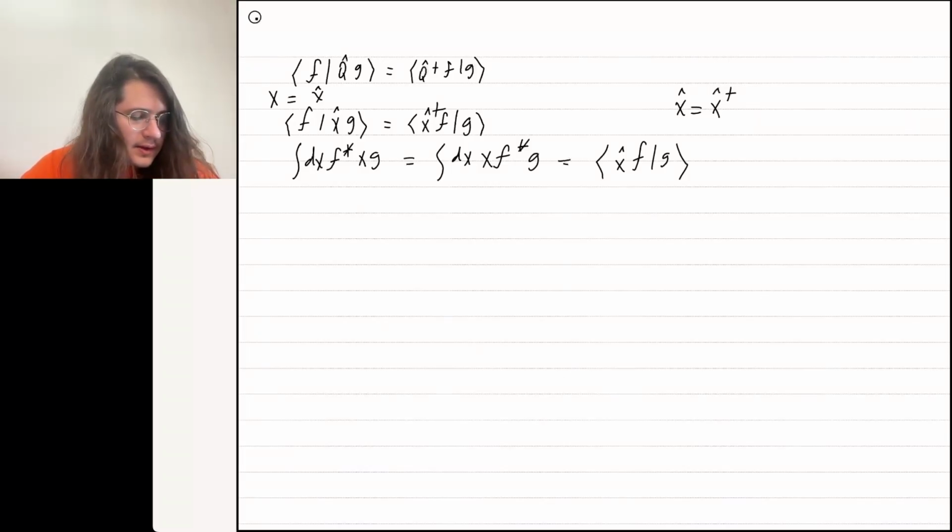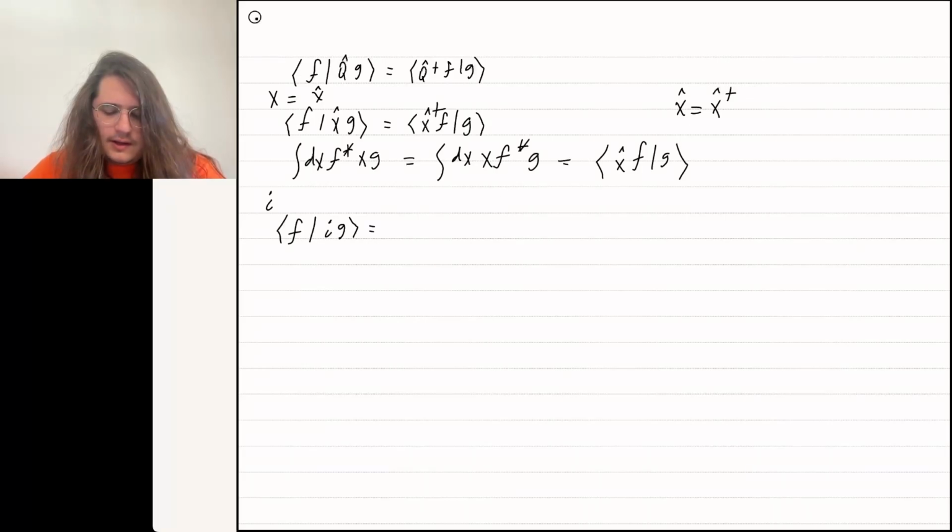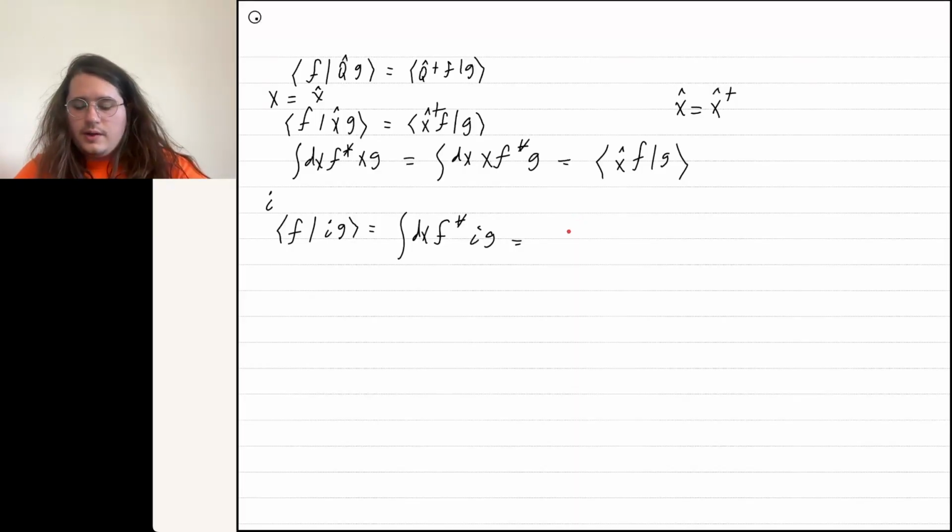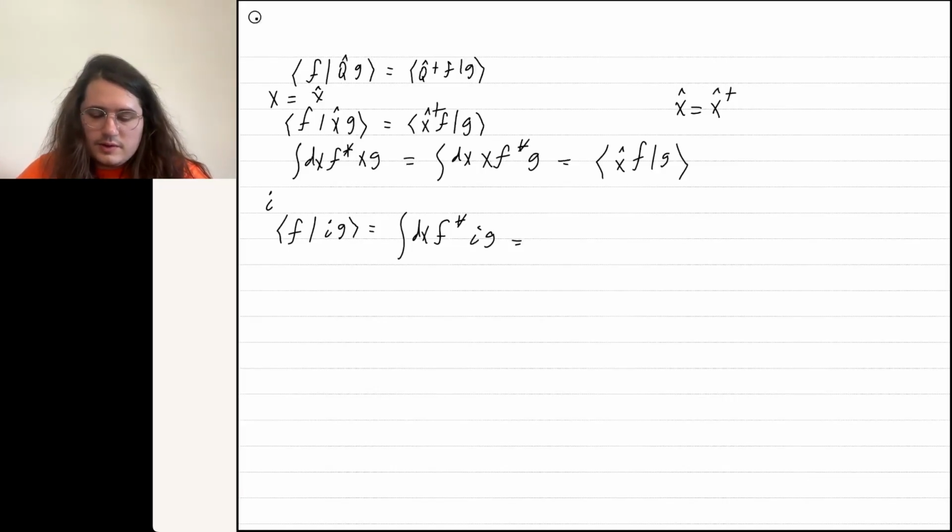Also, we need to find the Hermitian conjugate of i. If we treated i as an operator, what would the Hermitian conjugate of that be? So let's just again write it out. The inner product of f with ig. If we put it in the integral notation, it would be the integral dx f star i g, right? And you know that if we really wanted to have the complex conjugate of i, it would be minus i, right? You would just switch the sign on the i.